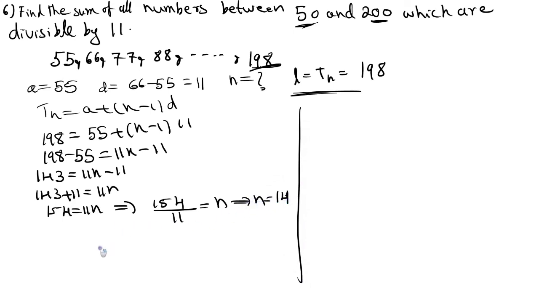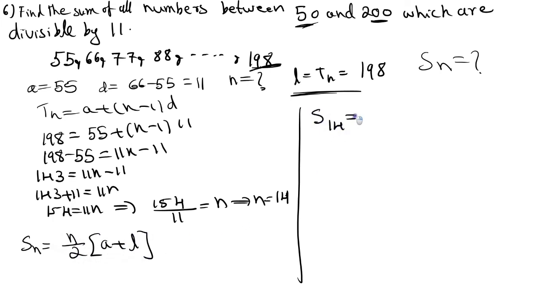Now see, what is the question? Sn you need to calculate. Okay, so Sn is equal to, we have the formula n by 2 into a plus l, where l is the last term. So S14 is equal to 14 by 2 into a, first term 55, plus last term 198. So it is equal to 7 into 55 plus 198, add the terms, 55 plus 198, value is equal to 253.